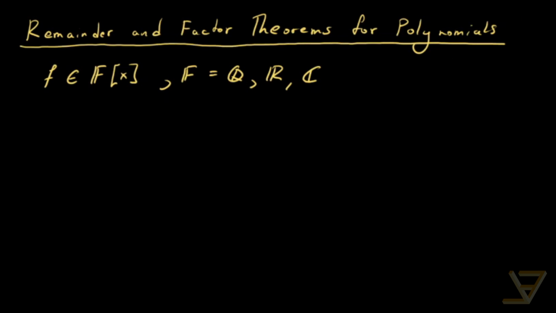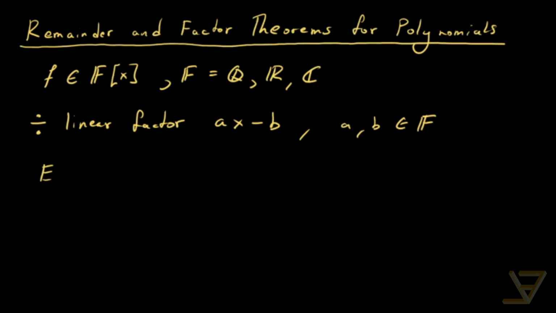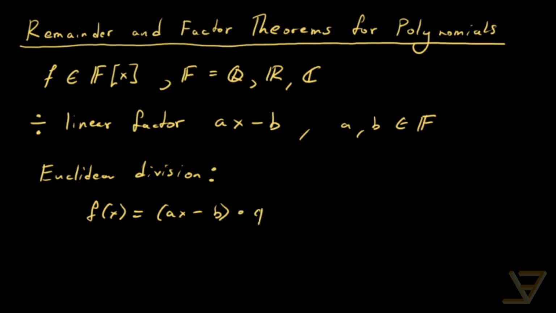And what we're going to be exploring is what happens if we divide by a linear factor or linear polynomial ax minus b, where a and b are elements of the field F. Then by Euclidean division, what happens is that f of x is equal to ax minus b times q of x plus r of x, where q of x is the quotient and r of x is the remainder.